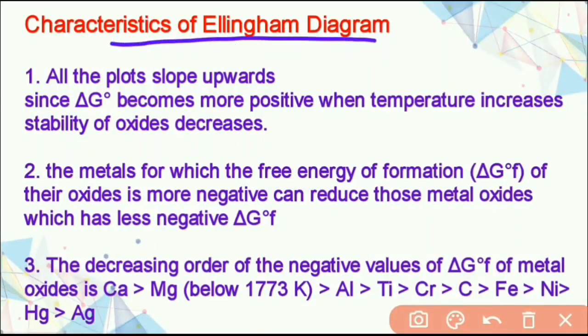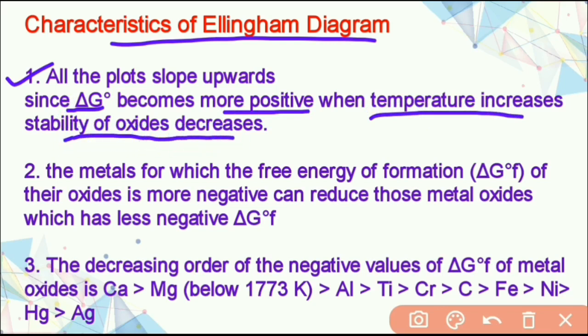Characteristics of the Ellingham diagram. First, all plots slope upwards. It means when we look at the Ellingham diagram, generally metal oxides show a positive slope. It moves in an upward direction, and it shows that delta G naught becomes more positive when temperature increases, and it shows the stability of the oxide decreases.